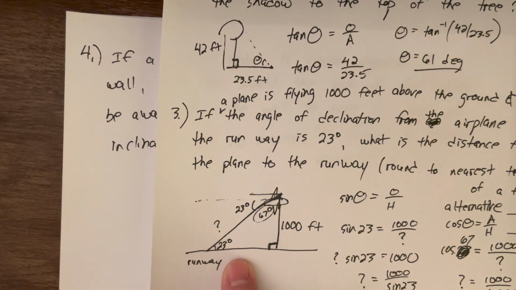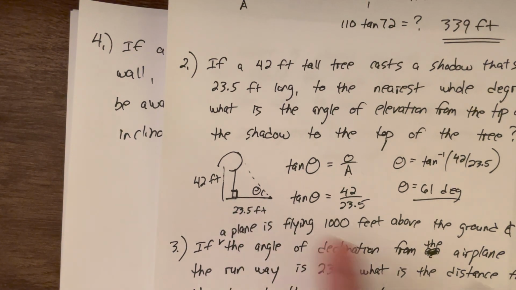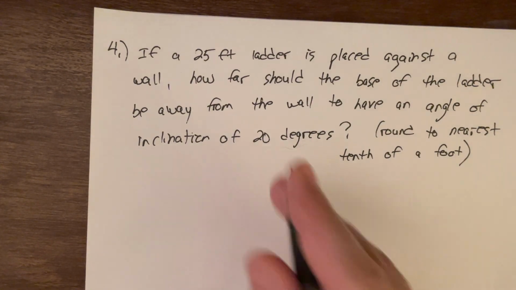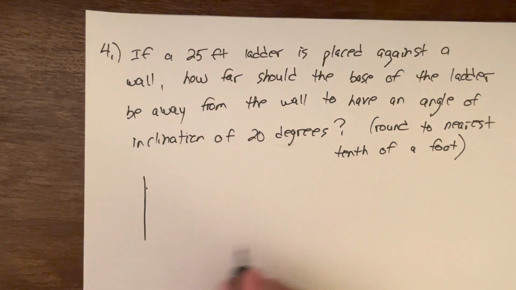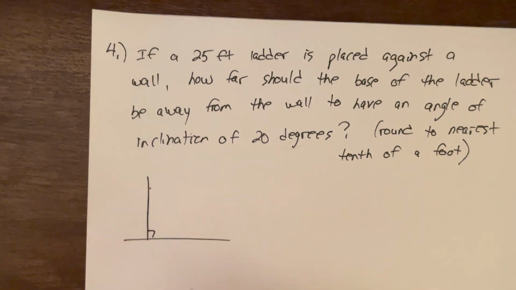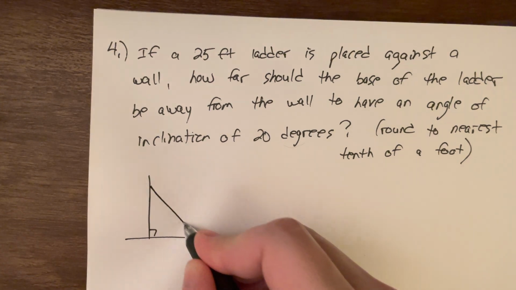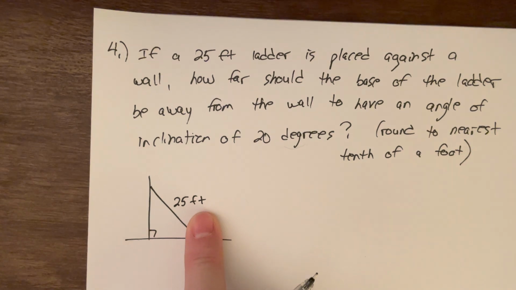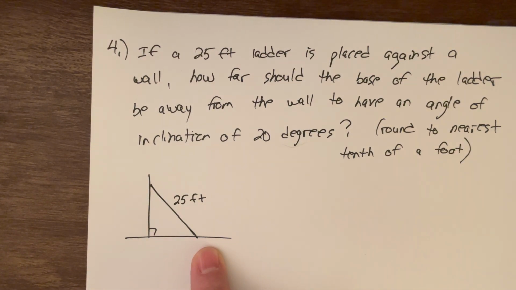And again, I tend to make my right triangles in these problems in this direction. It doesn't matter which way you orient your right triangle. It's about getting things in the right spot. So what do we have? We have a ladder against the wall. There's the wall. Here's the ground. We assume that the wall and the ground have a right angle in between them. And there's my ladder. My ladder is 25 feet long, so that in this problem ends up being the hypotenuse.